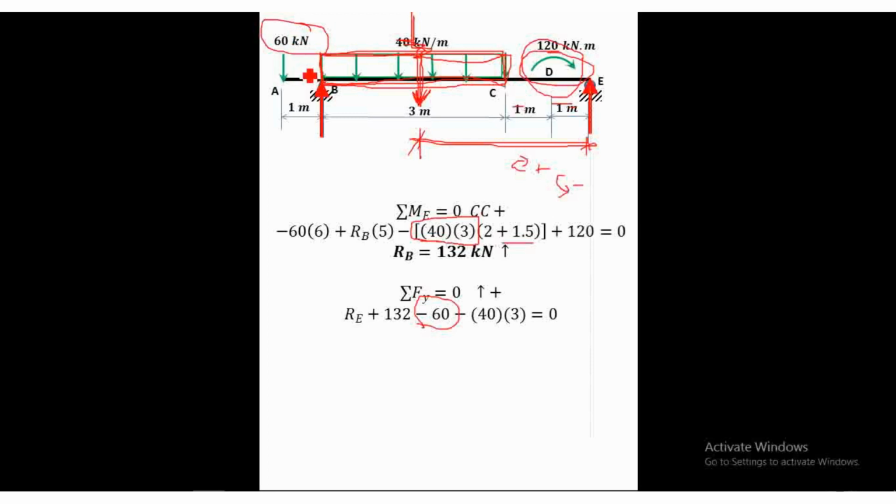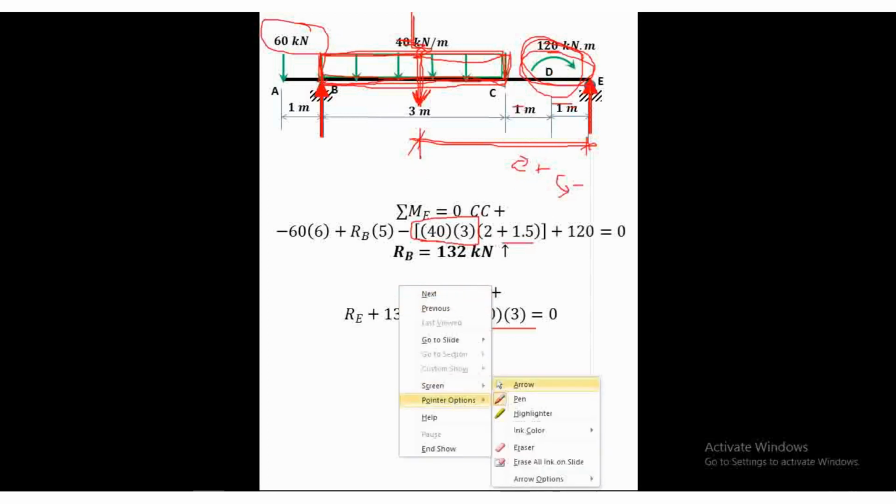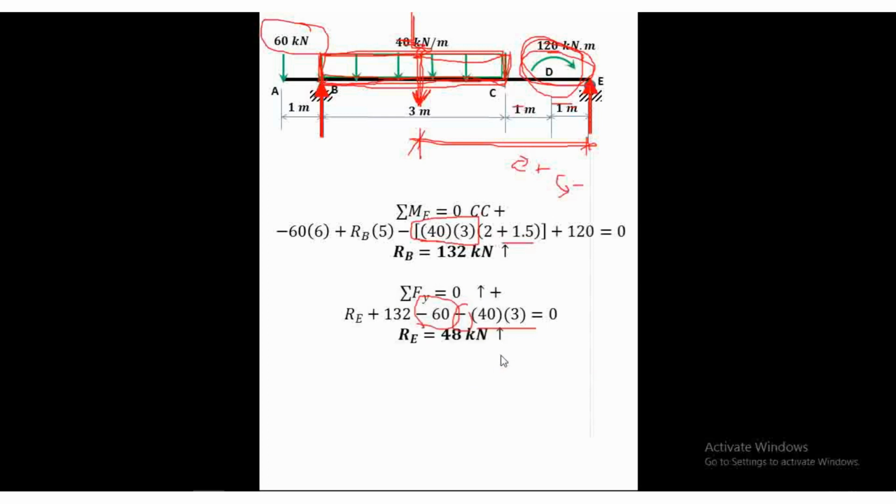Ngayon, itong uniformly distributed load na ito, ang direction niya is pababa. Again, all you have to do is to take the area of that uniformly distributed load, that is 40 times 3, negative siya kasi yung direction ng arrow pababa. While hindi ko na kinonsider itong 120 na to kasi hindi siya force na pababa, that is a moment. So, inputting this in my calculator, RE now is equal to 48 kilonewtons upward.